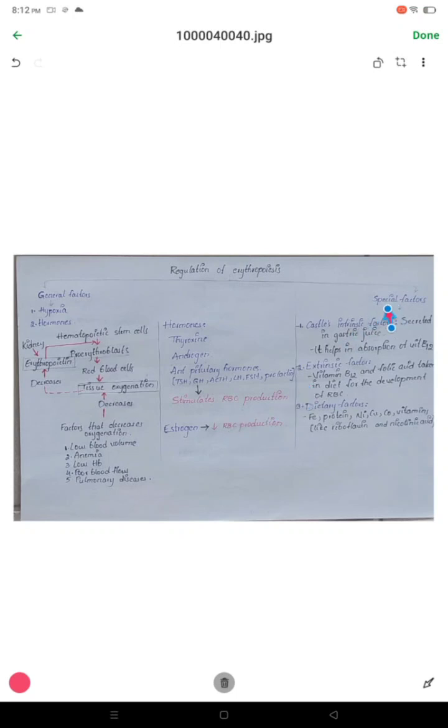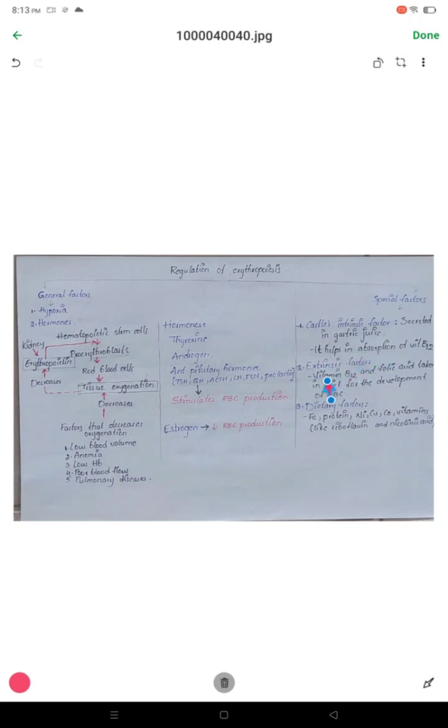Now we will discuss about special factors. Special factors consist of gastric intrinsic factor, extrinsic factor and dietary factors. These dietary factors include iron, protein, nickel, copper, cobalt, vitamins like riboflavin and nicotinic acid. This helps in the production of hemoglobin. Whereas the gastric intrinsic factor is produced in the stomach in the gastric juice. It helps in the absorption of vitamin B12 in the small intestine. Without gastric intrinsic factor, vitamin B12 cannot be absorbed into our blood, so this causes megaloblastic anemia.